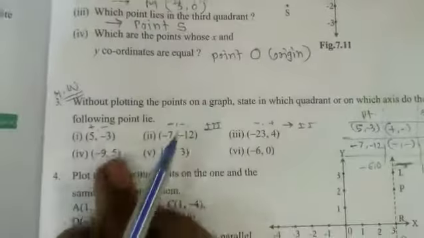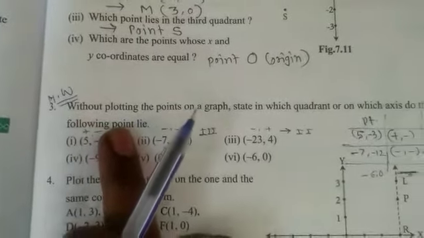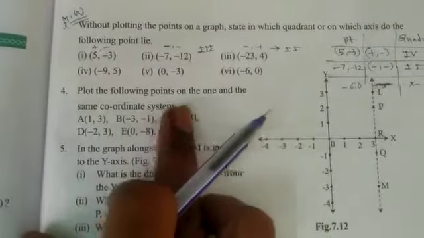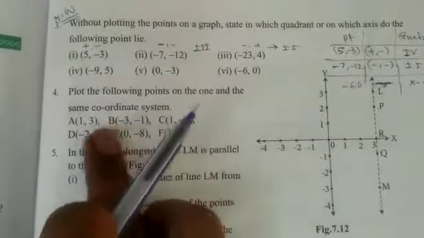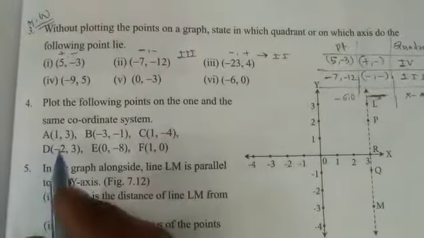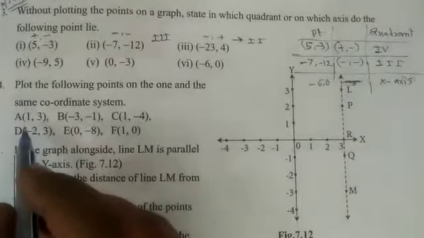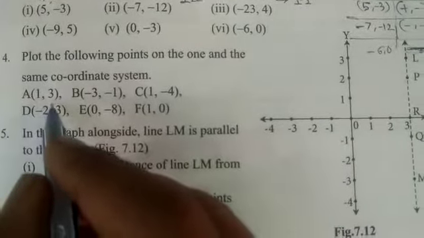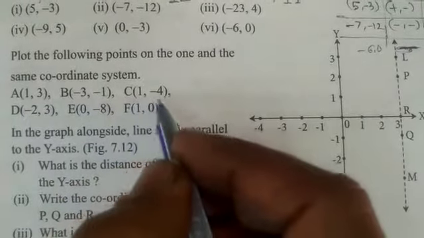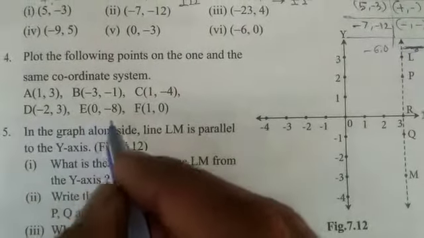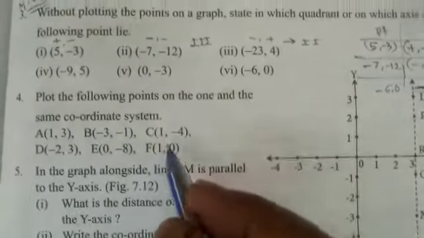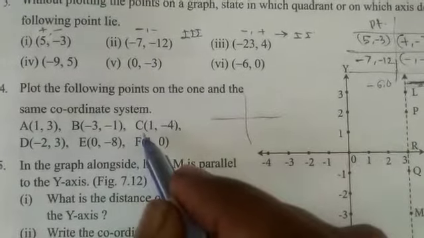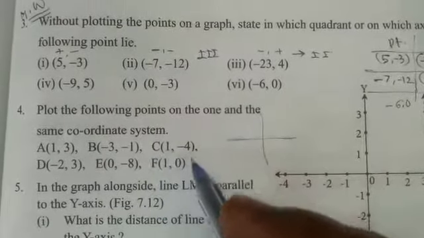Okay, the next example homework for you, question number 4. This is the homework for you. Plot following points on one and the same coordinate system. Okay, you want to draw a graph and plot the following points. Just like the first example, A 1, 3, B minus 3, minus 1, C 1, minus 4, D minus 2, 3, E 0, minus 8, F 1, 0. So you want to plot a graph and draw all these points. So this is the homework for you.